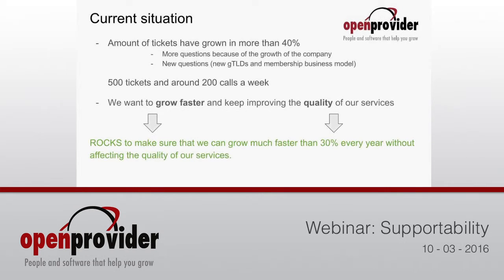One of the goals of Openprovider, according to our mission, is to grow faster than the 30% that we are growing every year. We are sure that it is possible to grow faster, but we need to change some things to make sure that the growth of the company is not going to affect the quality of the services that we offer. So in order to grow that fast and provide a good service to our customers, we have decided to change some processes, and we have introduced the ROCs.